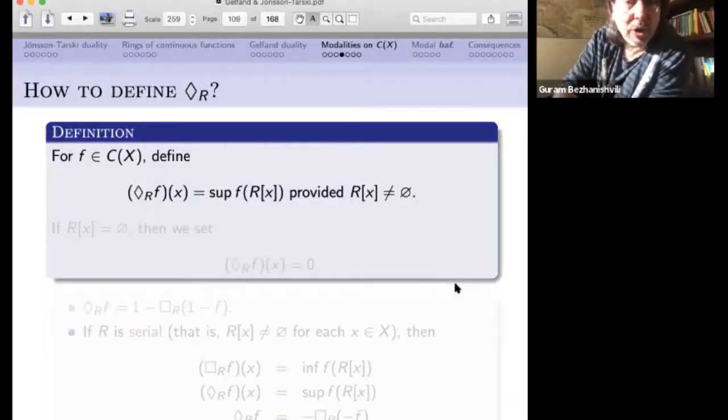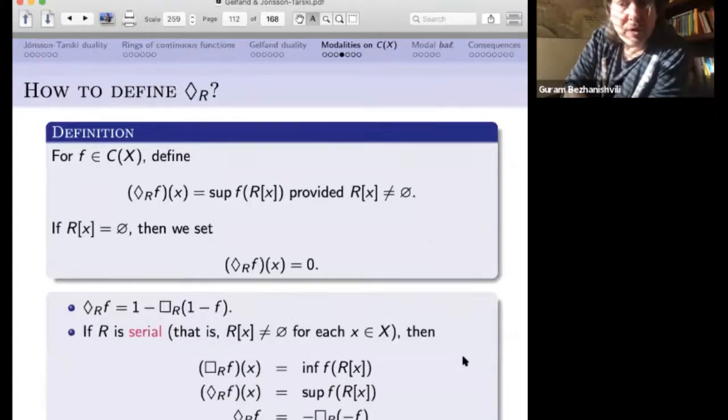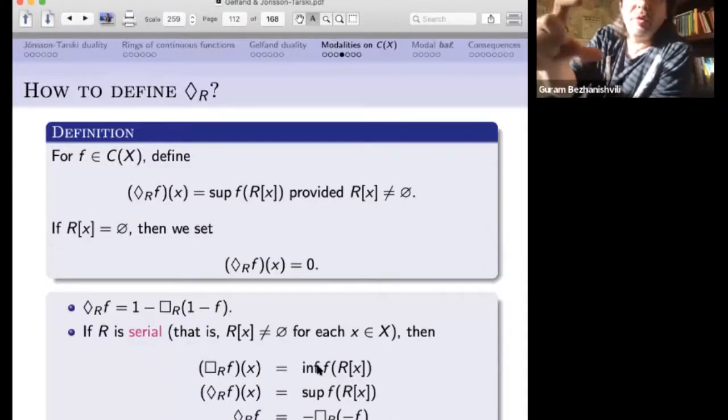And then you can also define diamond. You just dualize things. Instead of working with infimum, you're going to work with supremum, provided Rx is non-empty. But if it happens to be empty, then we just say that diamond at X is simply 0 here. And like in the Boolean case, we have that diamond and box are interdefinable. And in the good case, when we have a serial relation, then box is simply infimum. That's very similar to what happens in the Boolean case. It's also infimum there, but only when you work with characteristic functions. Diamond is supremum. And here in the serial case, this correspondence between box and diamond is exactly like in the Boolean case.